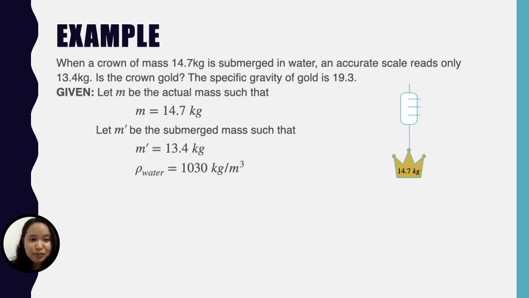Okay, what we're going to do next is visualize the problem and draw our free body diagram. So, according to the problem, the crown weighs 14.7 kilograms outside of the water. So that is its actual mass. When it was submerged in water, an accurate scale reads only 13.4 kilograms. So it is in the water.